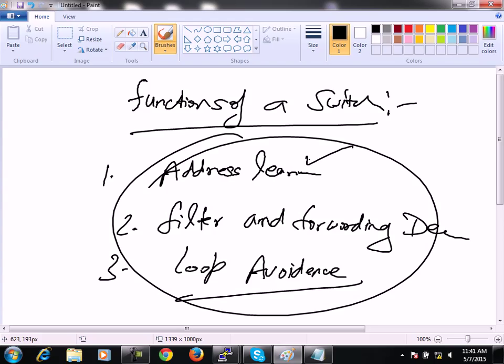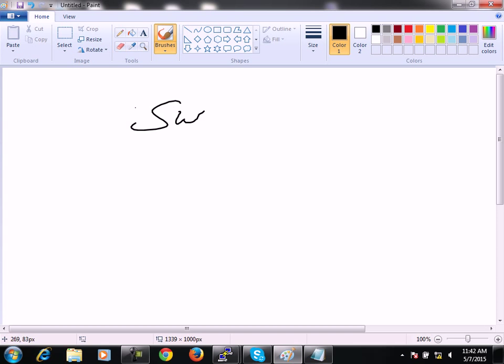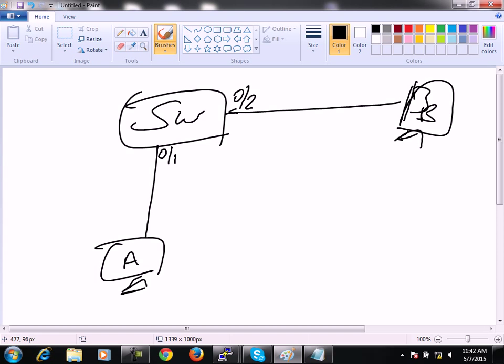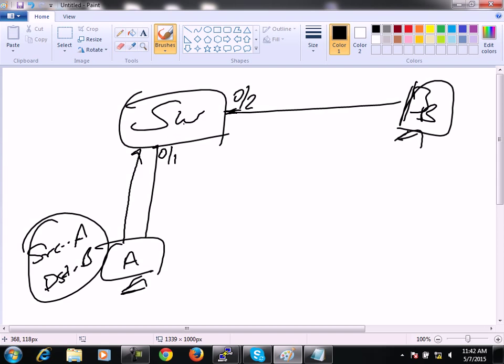Whenever we are talking about the layer 2 ports, the very first function performed by a switch port is to learn the MAC address of a received frame. Let's say this is a switch, and this is a host. Its MAC address is A and it is connected to port 0/1. There is another host, its MAC address is B, connected to 0/2. Whenever this host generates a frame, let's say the source MAC address was A and the destination was B, switch 1 will receive this frame on its 0/1. After receiving this frame on its interface, the very first thing that will happen is it will learn its MAC address, source MAC address as well as destination MAC address.